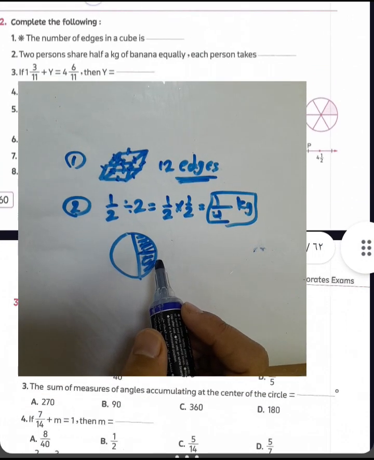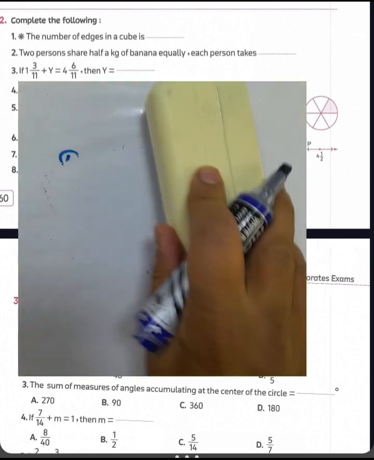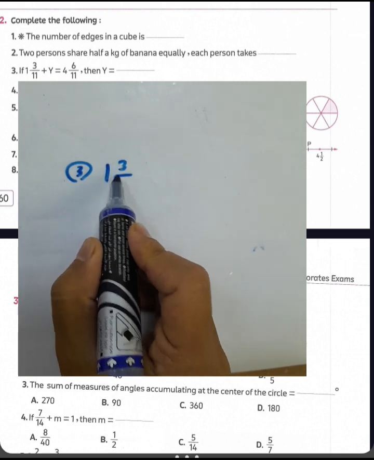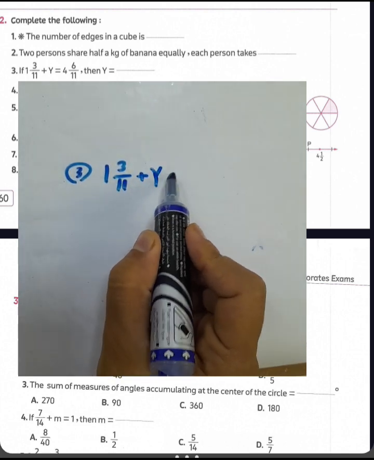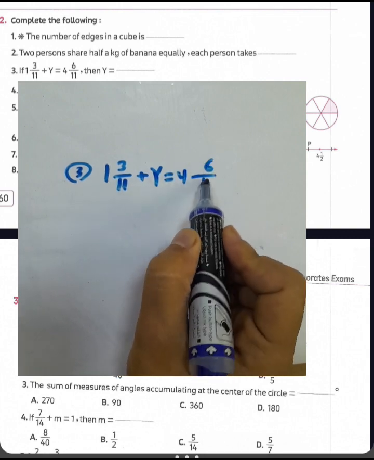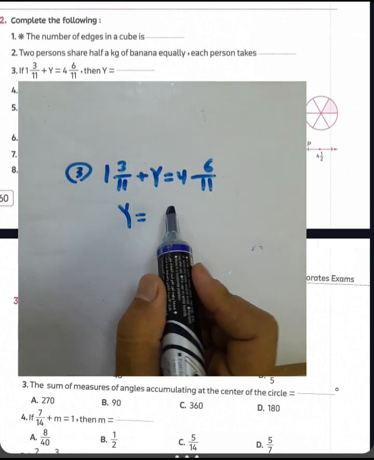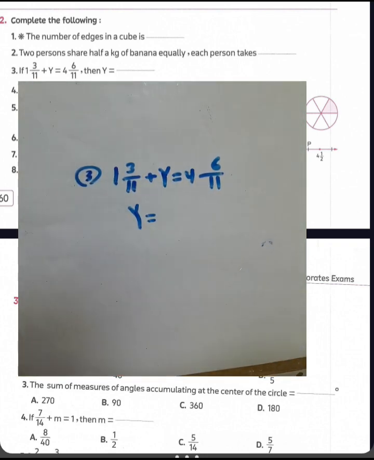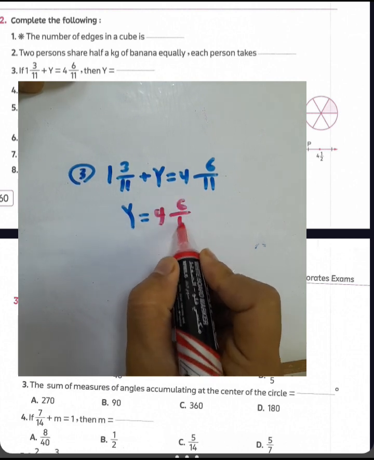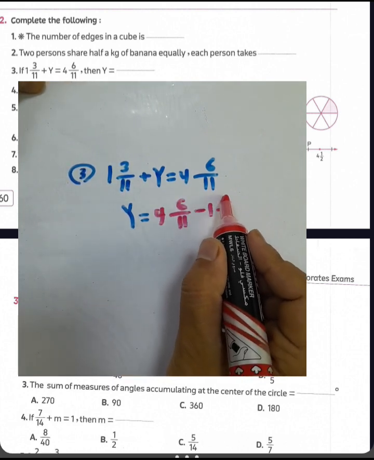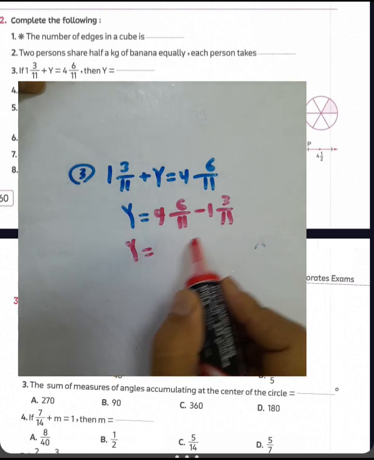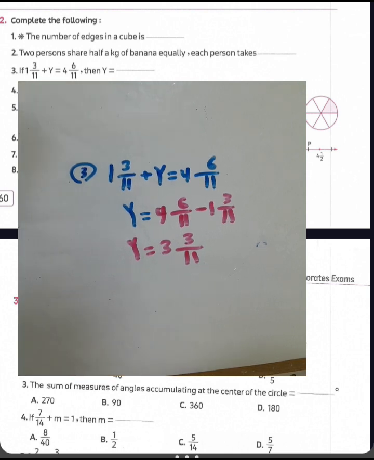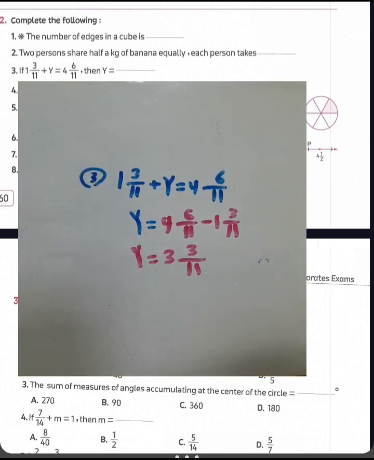Next, question number 3. If 1 and 3 over 11 plus y equals 4 and 6 over 11, we can find the value of y by finding the difference between the two numbers. y will be equal to 4 and 6 over 11 subtract 1 and 3 over 11. 4 minus 1 equals 3, and 6 minus 3 equals 3. The result will be 3 and 3 over 11.